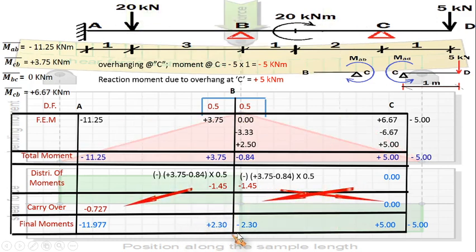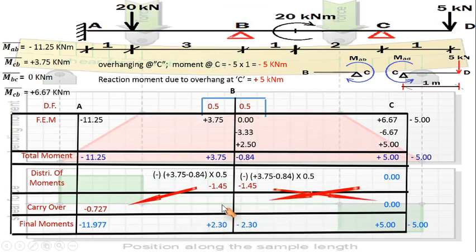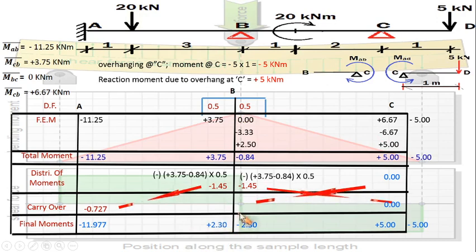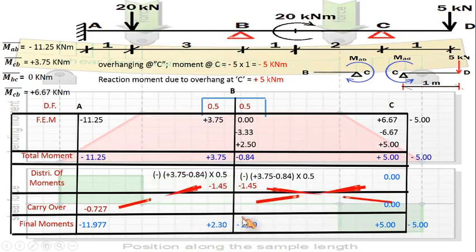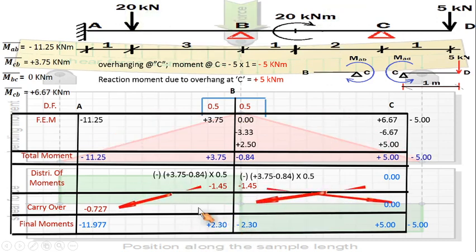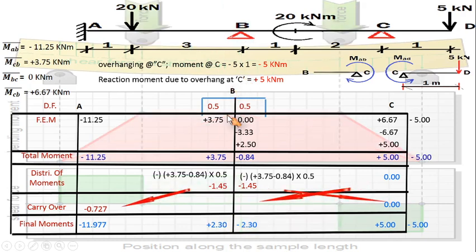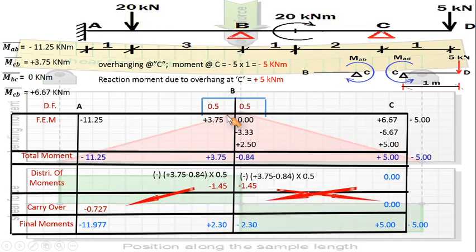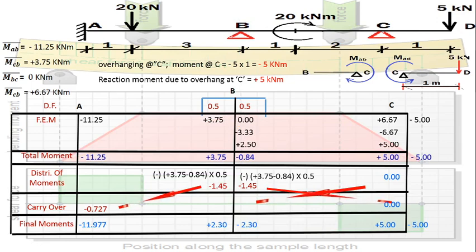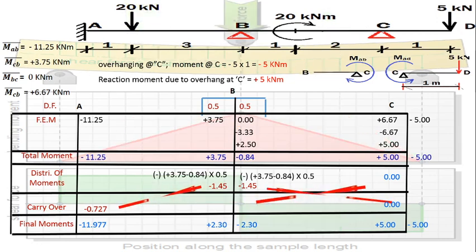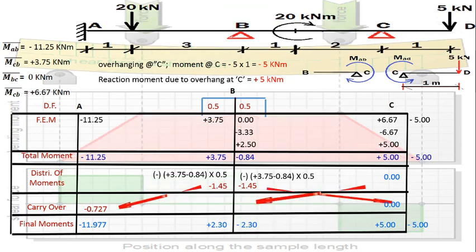If I do the difference of these two, or the algebraic summation of these two, the value here comes out to be equal to 0. That signifies B is in the equilibrium condition. Is it okay? So this is how we have to do the various procedures one by one.